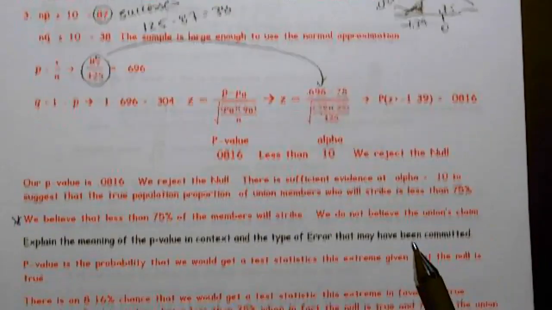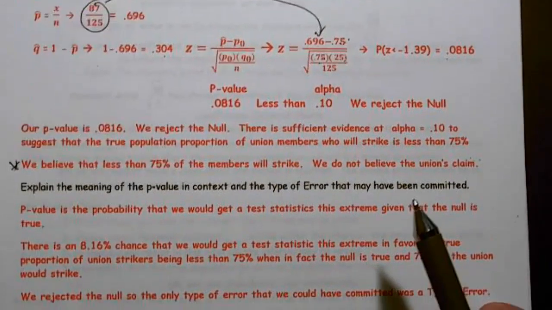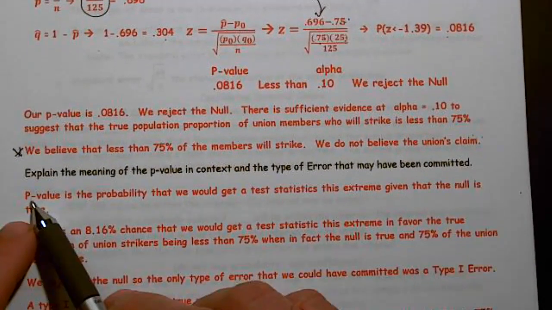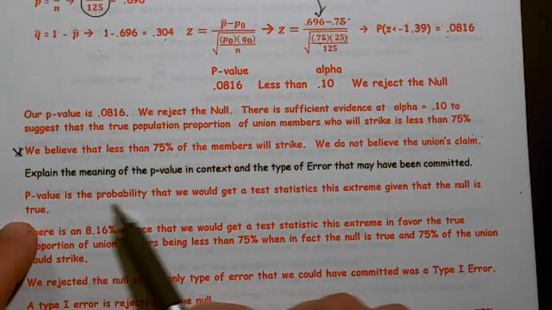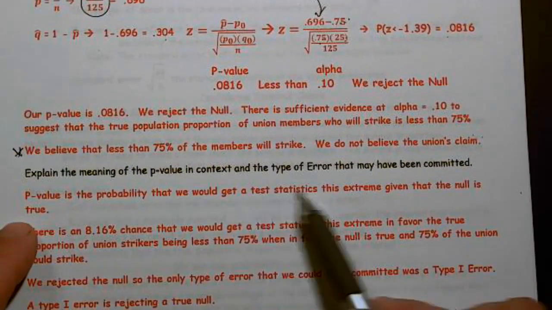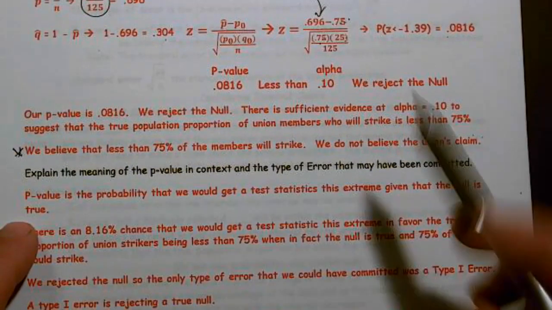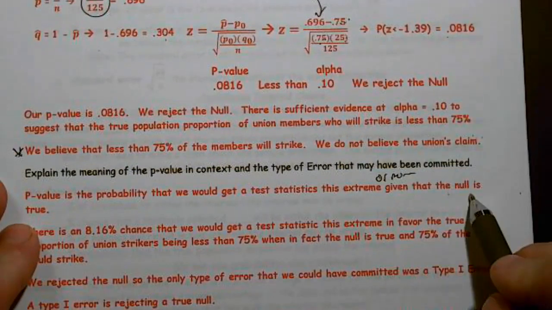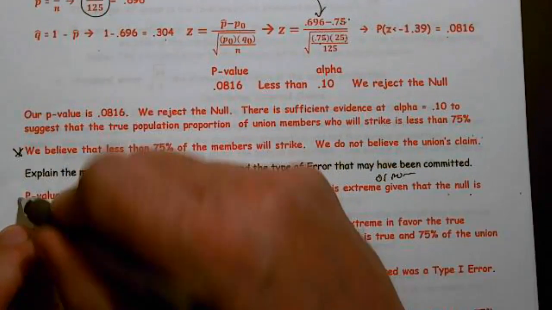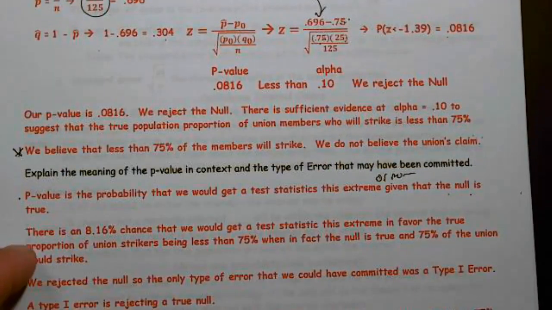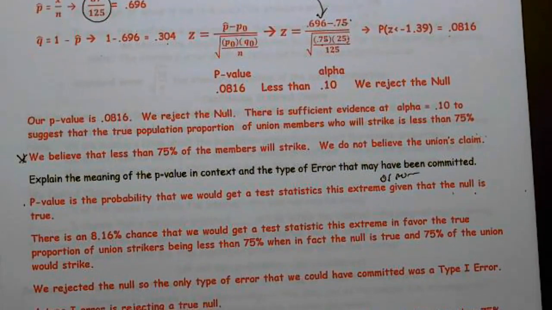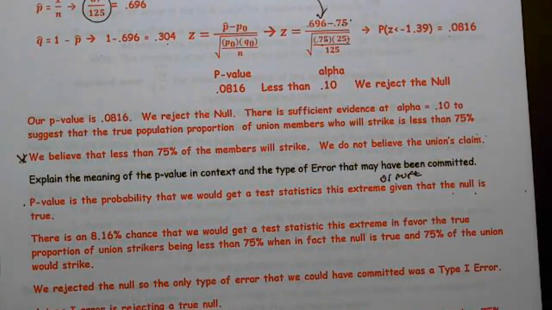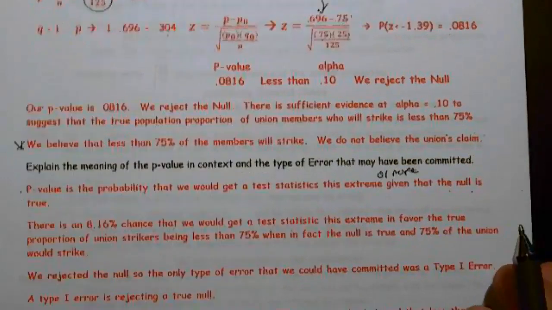So explain the meaning of the p-value in the context and the type of error that may have been committed. Well, first off, definitionally, p-value is a probability we get a test statistic this extreme or more, you should say or more, given that the null is true. Well, that's the definition, and that gets you no points. But as one of my students so eloquently said, that's brown nosing, and brown nosing helps on the grading end because it lets the grader know that you know something about p-value.